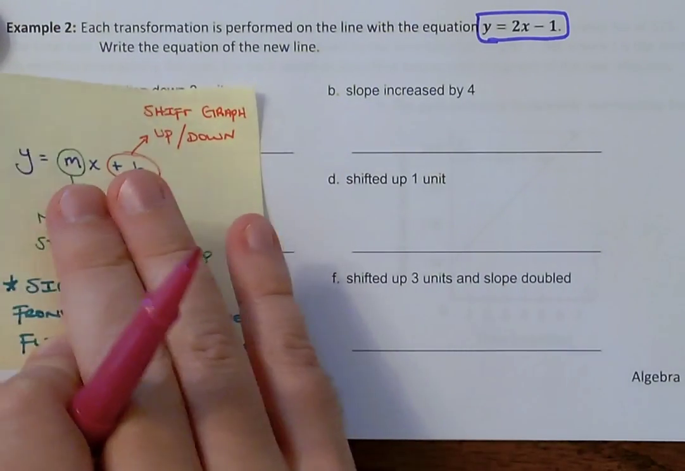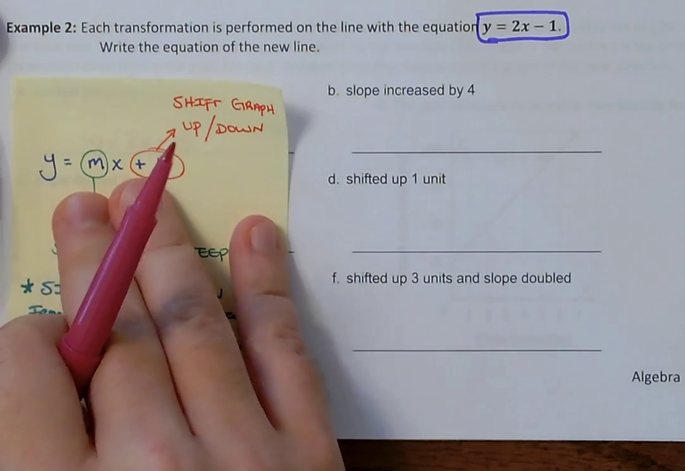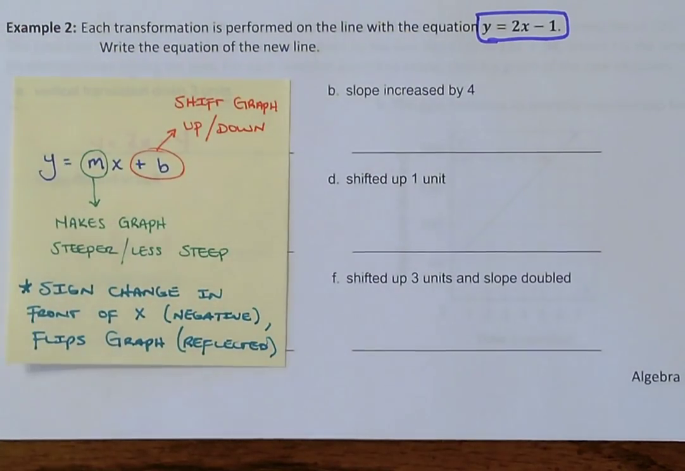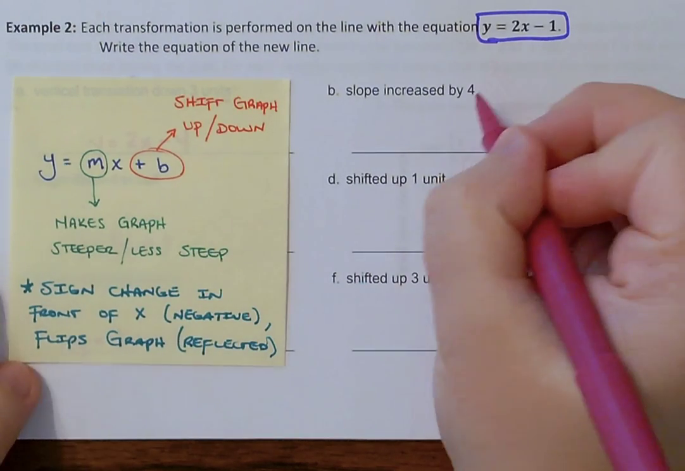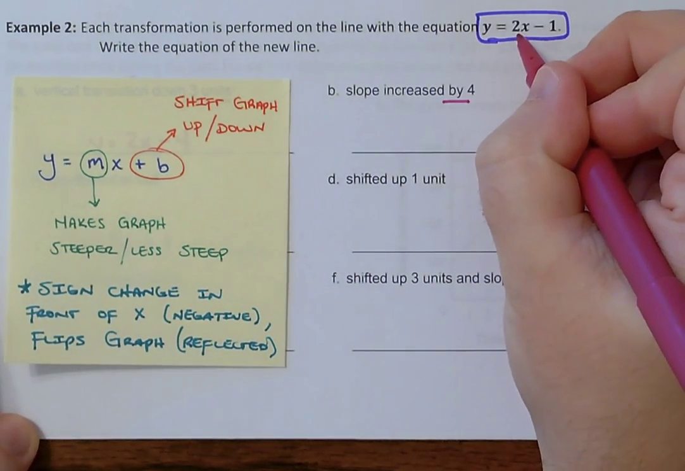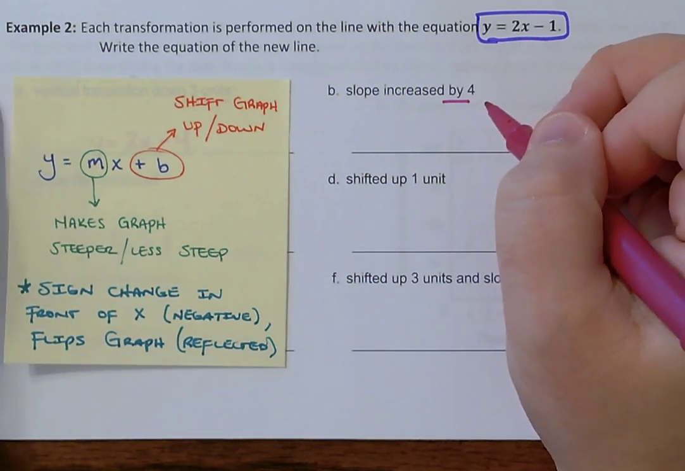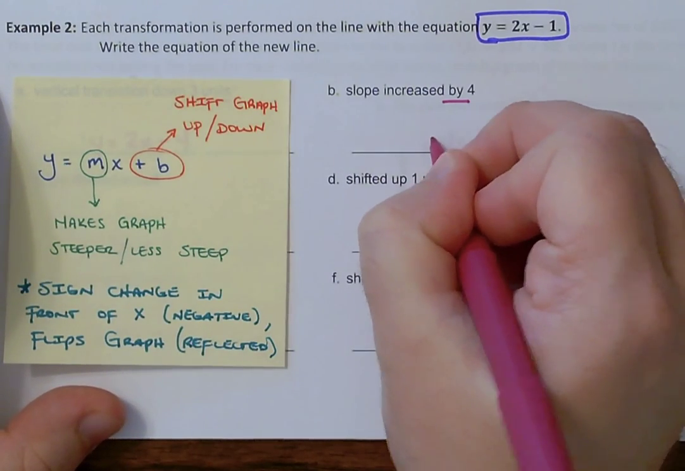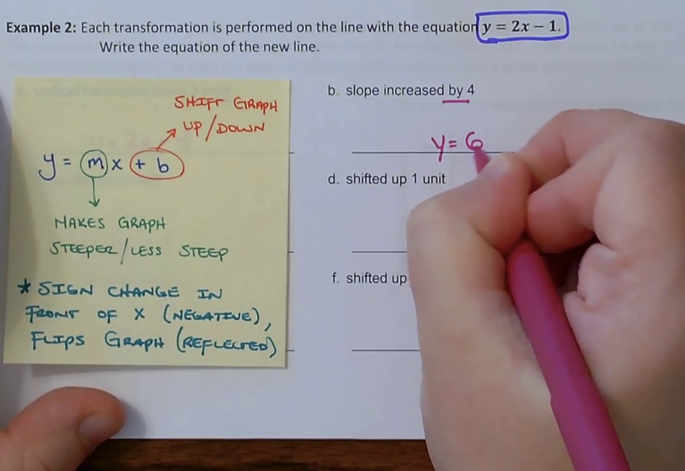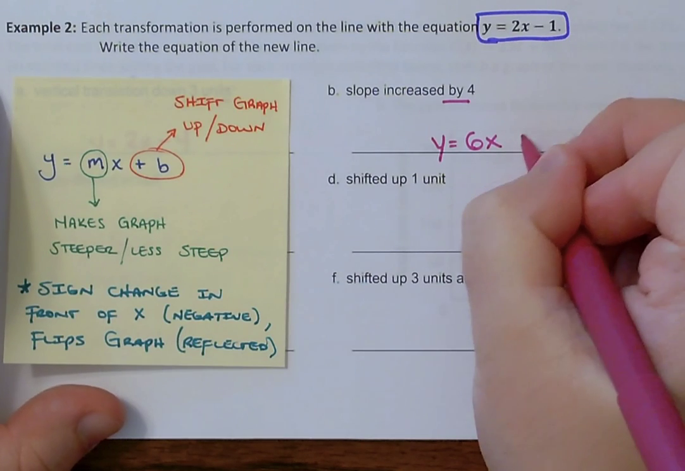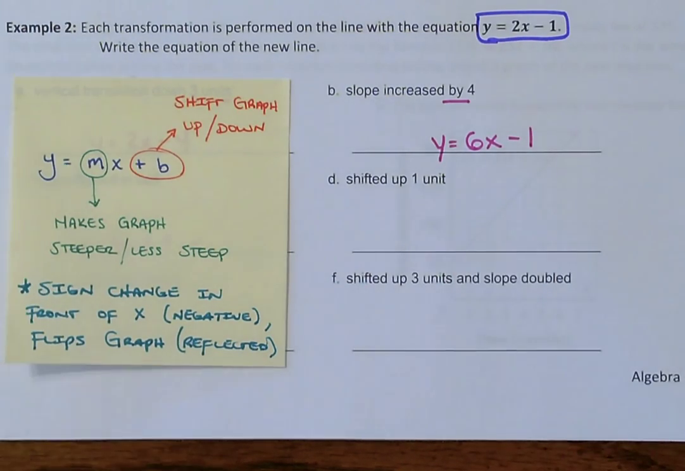All right, so if we look at the right side. So for part B, it wants us to increase the slope by 4. My slope was 2. So if I'm going to increase it by 4, 2 plus 4 is going to give me 6. So my new equation is y equals 6x, and the minus 1 stays the same.